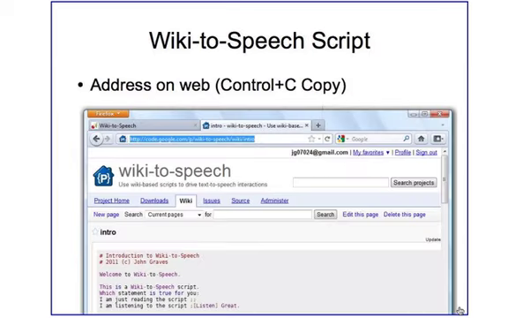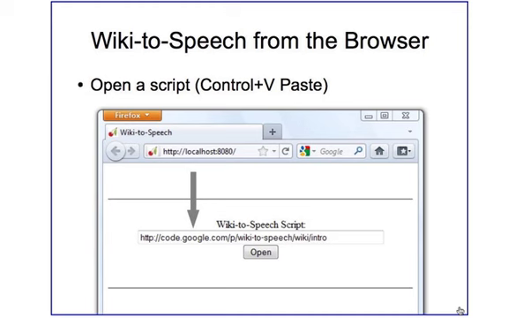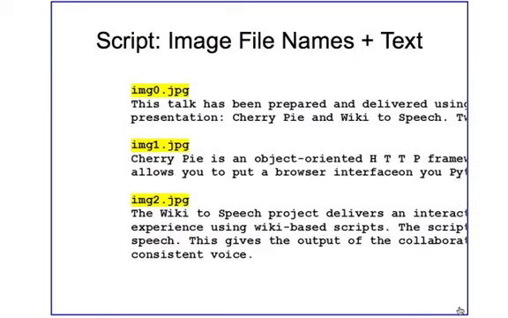With Wiki-to-Speech, a script for the presentation can be posted on a wiki page, like the one shown here. We can make a copy of the web address. Then paste the web address into a form created using CherryPy. Clicking the Open button will fetch the script from the wiki into Python. The script can simply be a list of slide image file names with the text for each slide.